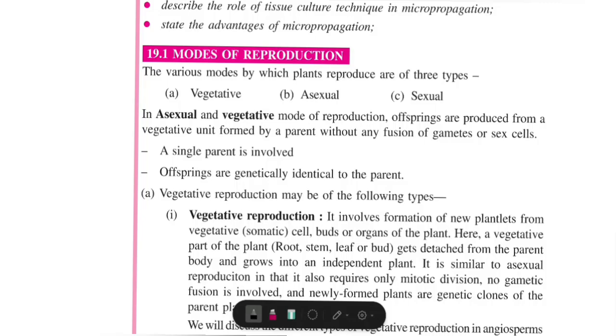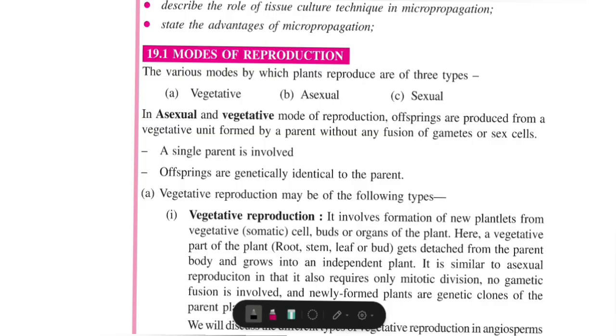Hey there friends, so today we are going to be doing the first heading, which is 19.1 modes of reproduction for the chapter 19, sexual reproduction in plants. So let us start the topic.